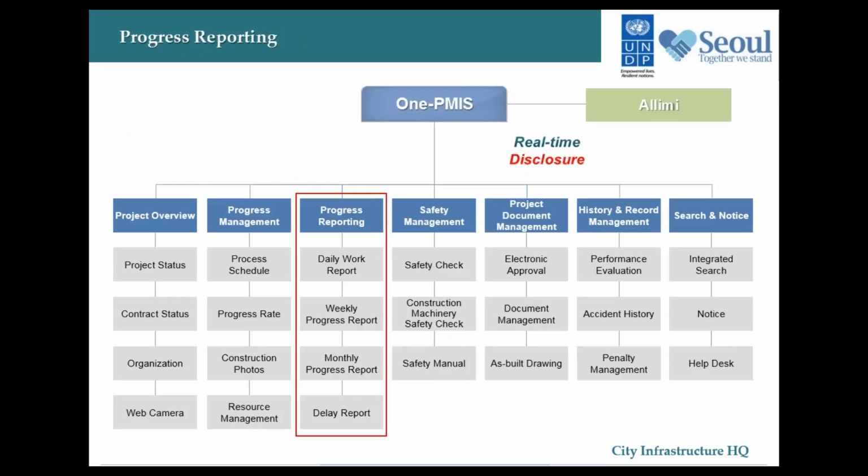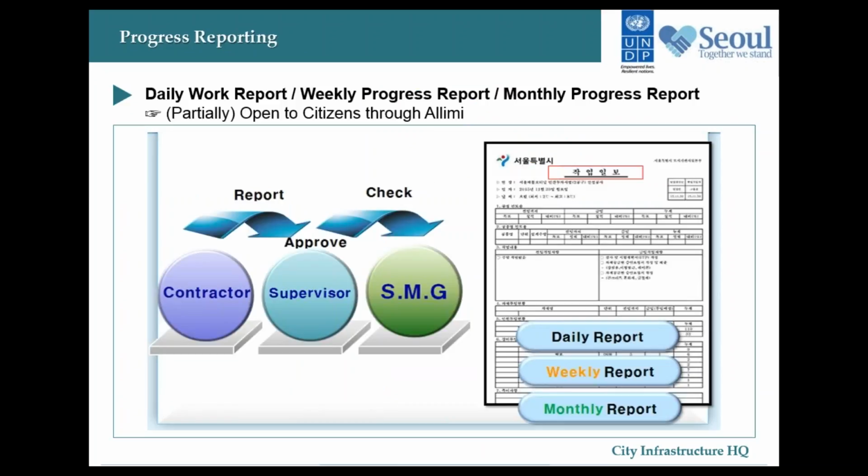In the next slide, you can see that the next menu is the progress reporting menu. This menu consists of the daily work report, weekly progress report, monthly progress report, as well as delay progress categories. First, progress reporting. What you see here is that they need to upload the daily reports, the weekly reports, as well as the monthly reports. I'm not going to go into the details here. You can reference the details in the resource book for practitioners that we shared with you earlier.